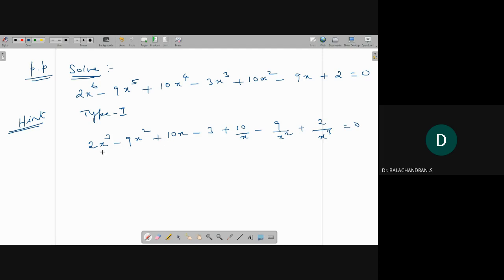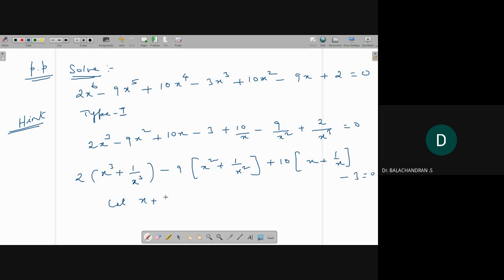Okay. Now group first and last: 2 into x cube plus 1 by x cube, plus minus 9 into x square plus 1 by x square, and then plus 10 into x plus 1 by x, minus 3 equal to 0. So let us take, as you know, x plus 1 by x equal to t. So x square plus 1 by x square is what? t square minus 2.